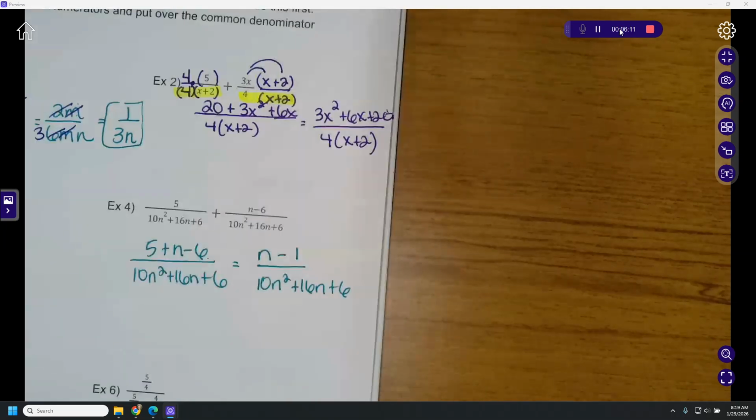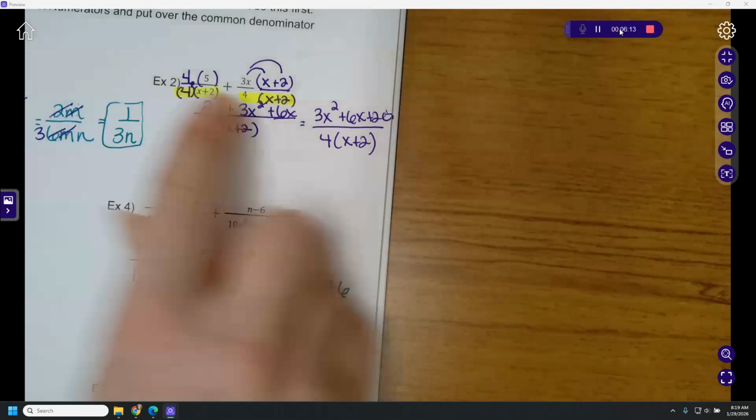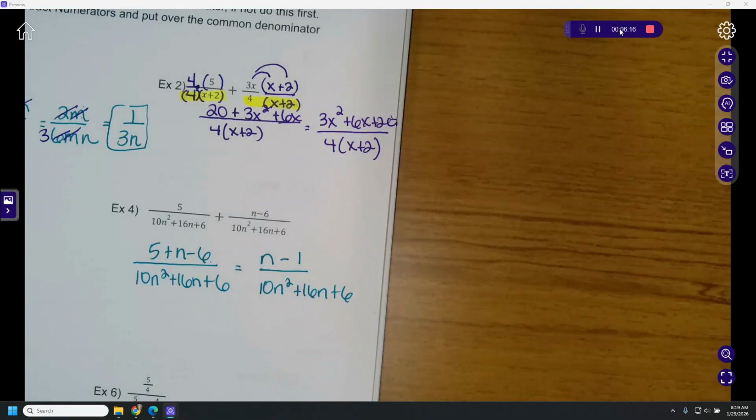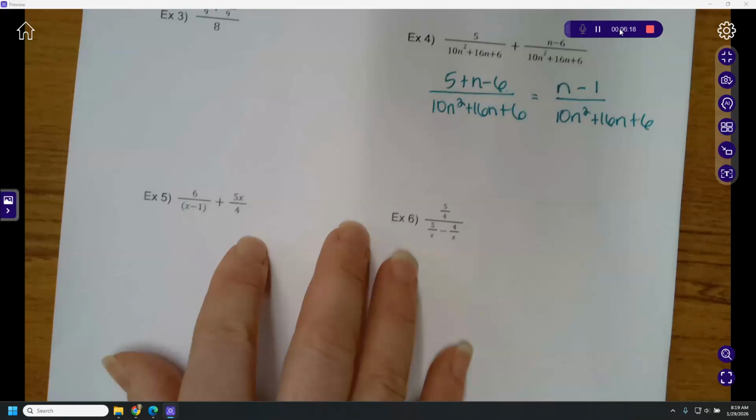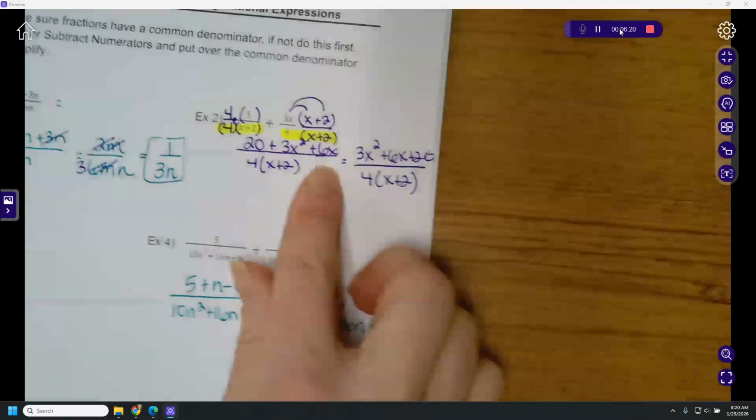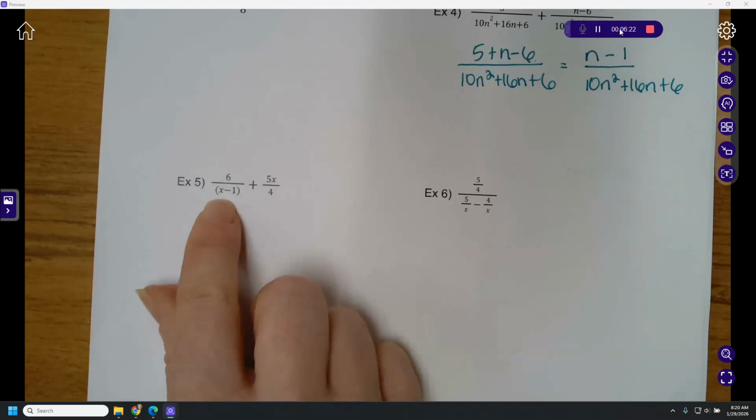Okay, did I not put any subtraction in here? That's weird. Subtraction would work the same way, except you'd subtract. Let's hop down to example 5. Example 5 is similar to example 2, isn't it? Mm-hmm. So let's look at this one.